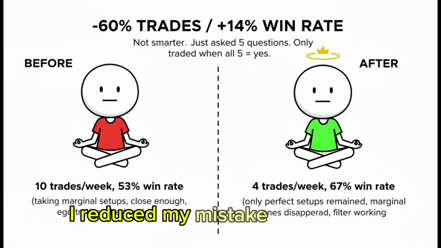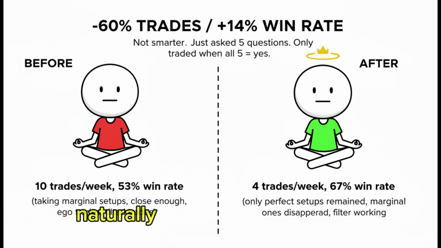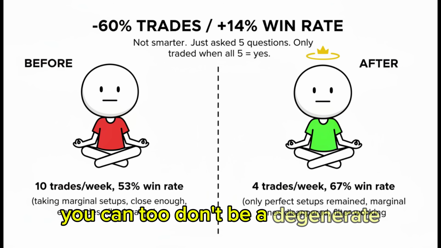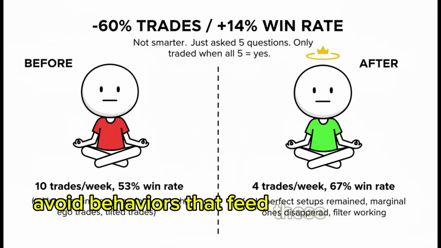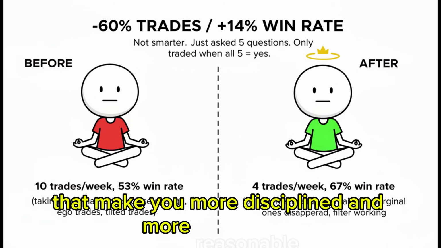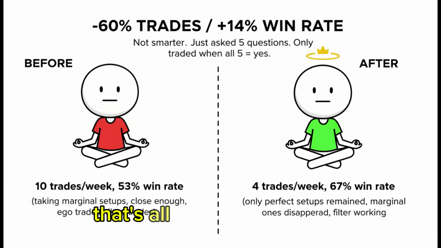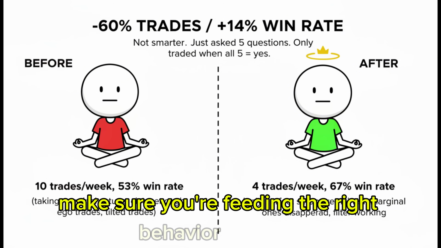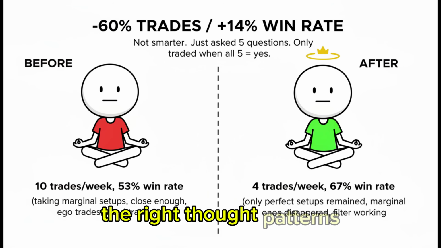I reduced my mistake probability. Naturally, my win rate increased. I had a more sustainable trading career. You can too. Don't be a degenerate. Avoid behaviors that feed those aspects of yourself, and repeat behaviors that make you more disciplined and more reasonable. That's all. Whatever you feed, you grow. Make sure you're feeding the right behavior patterns, the right thought patterns.